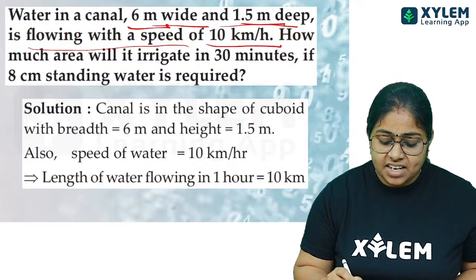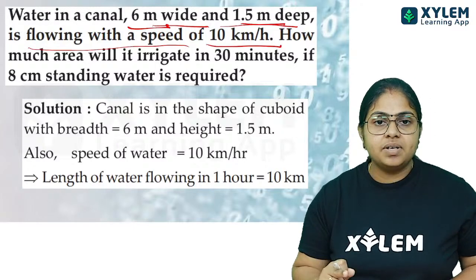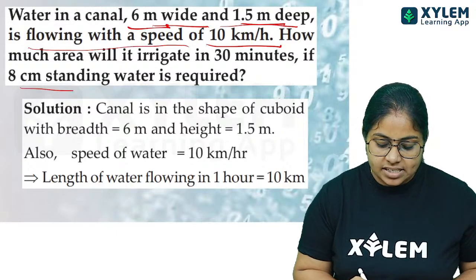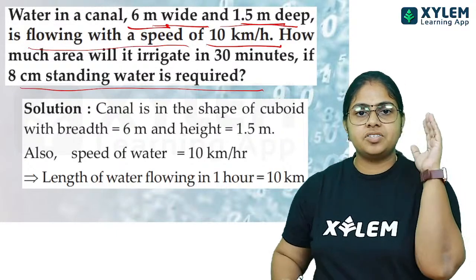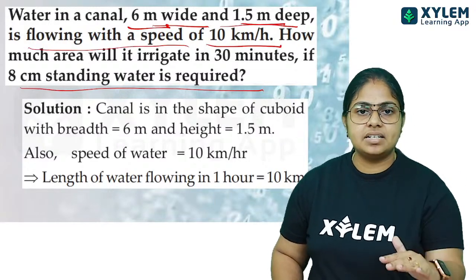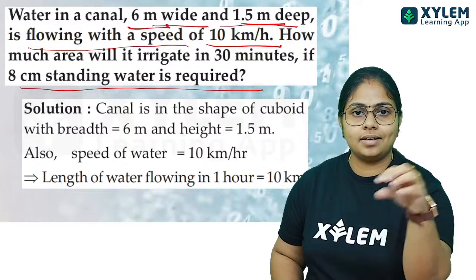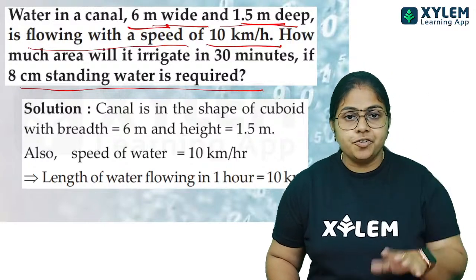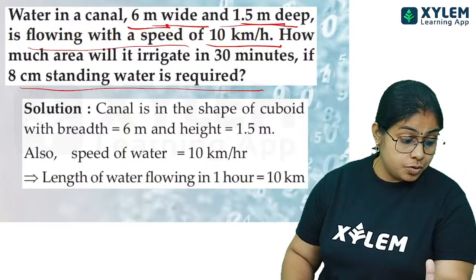How much area will it irrigate in 30 minutes? If 8 centimeter standing water is required, how much area will it irrigate in 30 minutes? That is the question: how much area can be irrigated with the water. Okay, so first of all, here is what we have to find out.